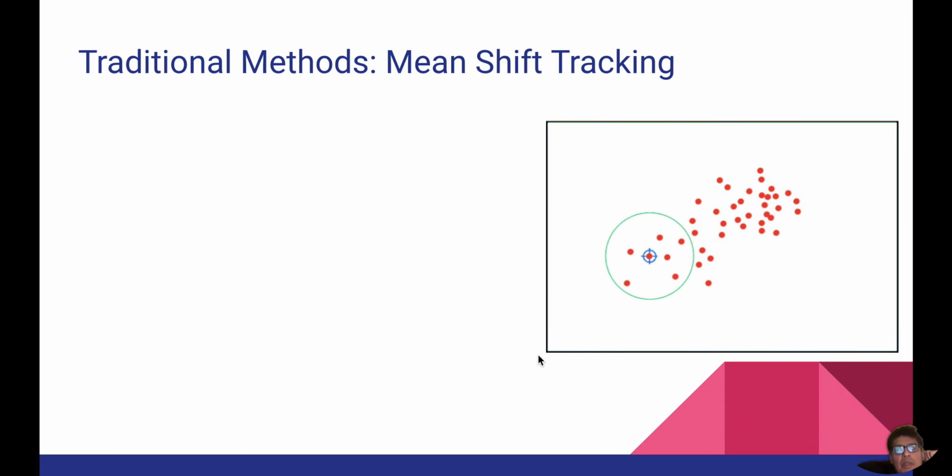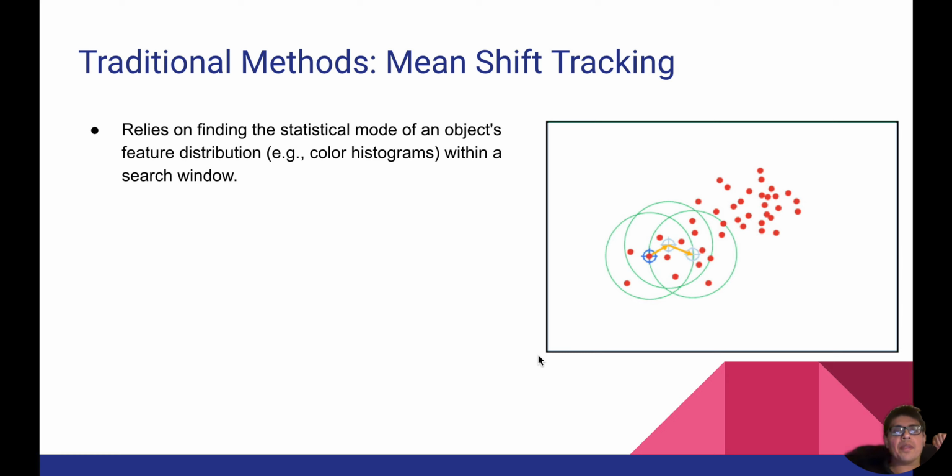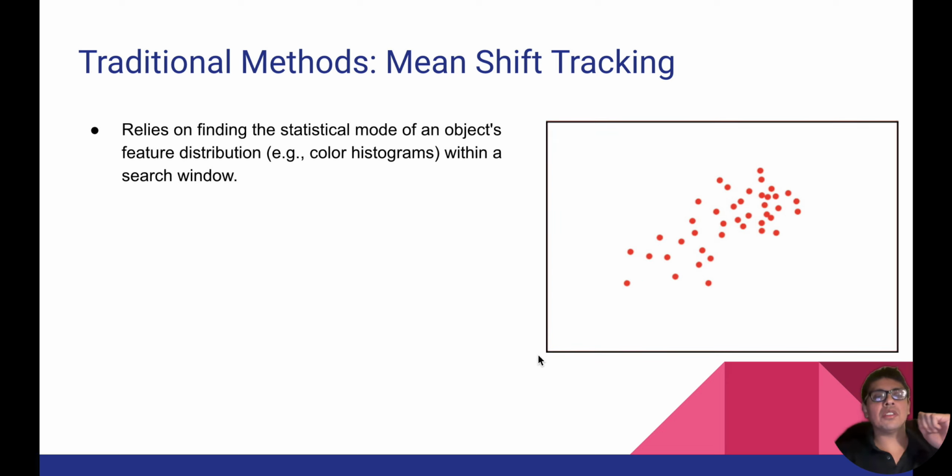Okay. So we're going to talk a little bit about traditional methods of tracking. One of those is called mean shift tracking. I'm not going to spend a ton of time on this because there's a lot that can go into this study, and there's a lot that these algorithms can still be used for. But essentially, mean shift tracking relies on finding the statistical mode of an object's feature distribution.